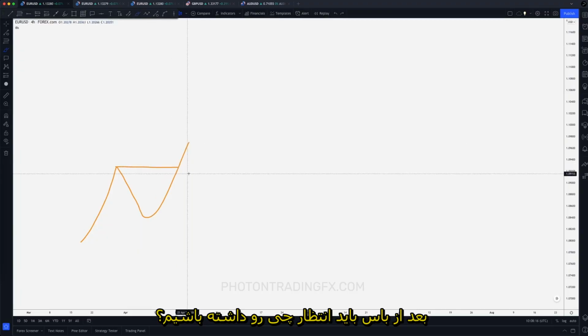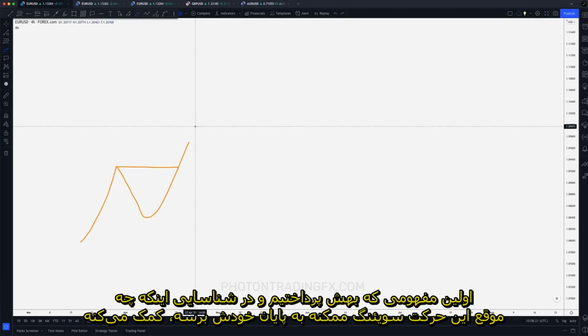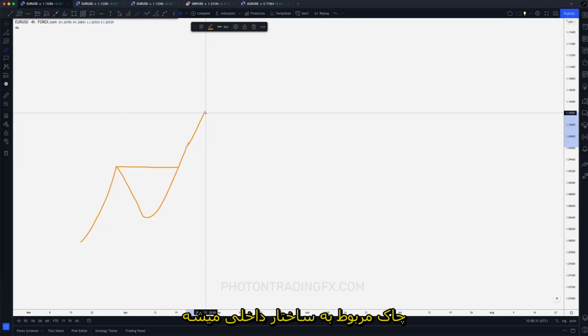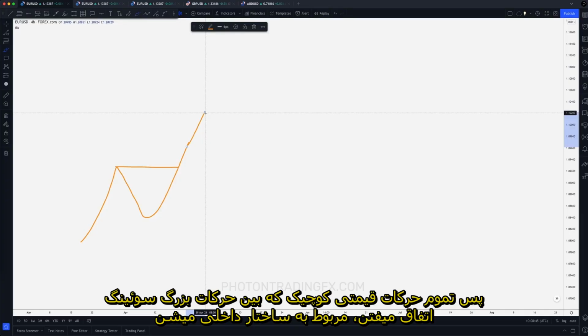So what do we expect after a break of structure? We expect a pullback on that time frame. So the first concept that we've looked at to help us potentially signal when this swing run may be finished and when the pullback may be starting is a change of character. Okay, so change of character is when the internal structure, so everything between the swing high and the swing low, everything in between that, I just keep it very simple and I refer to that as internal structure. So all of the little price movements that you'll see between the big swings in price, I simply refer to those as internal structure.